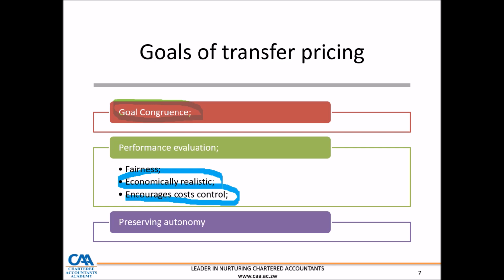Then lastly, the goal of transfer pricing should enable the organization as a whole to preserve autonomy. Because why? One of the reasons why companies use a divisionalized organizational structure is to encourage autonomy at division level or at subsidiary level. So if there's too much control over the transfer price to be determined, then it can take away that autonomy, which is the original intention of having a divisionalized structure or a subsidiary structure.